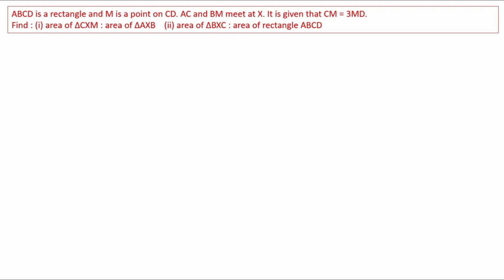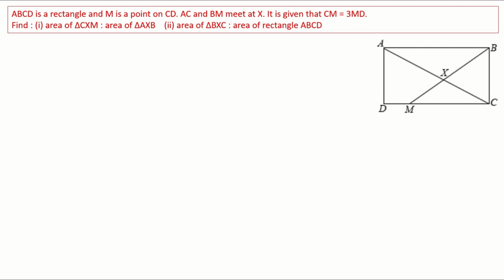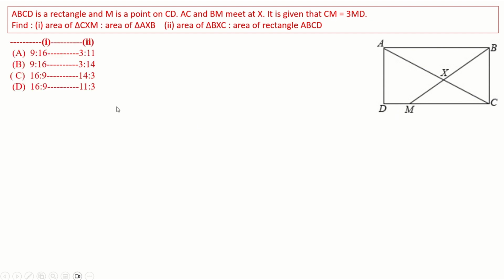So let's first draw the picture. The picture looks like this. ABCD is a rectangle. AC and BM meet at X. M is the other point on CD basically. It is given that CM equals 3 times MD. This is the ABCD.